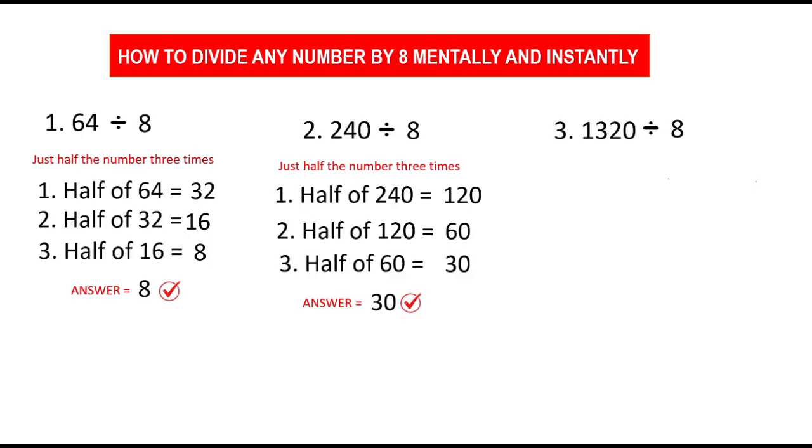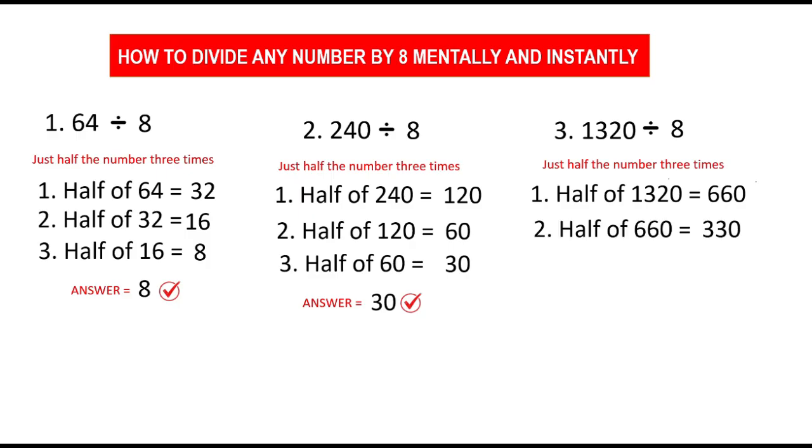We have a number like 1,320 divided by 8. So the half of 1,320 will give you 660. Then the half of 660 will give you 330. And then the half of 330 will give you 165. So 1,320 divided by 8 will give you 165. So this is how to divide any number by 8 mentally and instantly. I promise to give you the idea behind this trick.